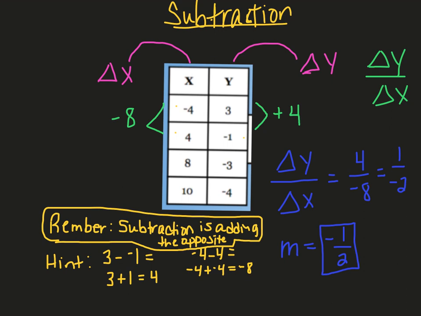Slope is negative 1/2. It doesn't matter if the negative's down here with the 2. You can put it out to the side, you can put it up to the 1. It doesn't matter. It just means that it's a negative.